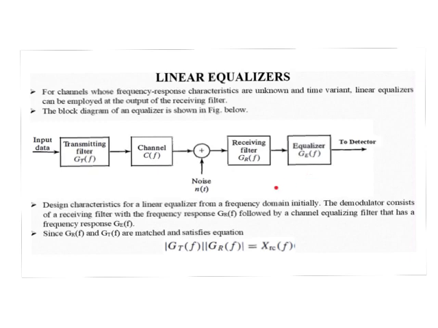Now, we know that this receiving filter GR of f and the transmitting filter GT of f are matched filters. So, they satisfy the equation mod of GT of f into mod of GR of f is equal to the raised cosine function, that is capital X RC of f.